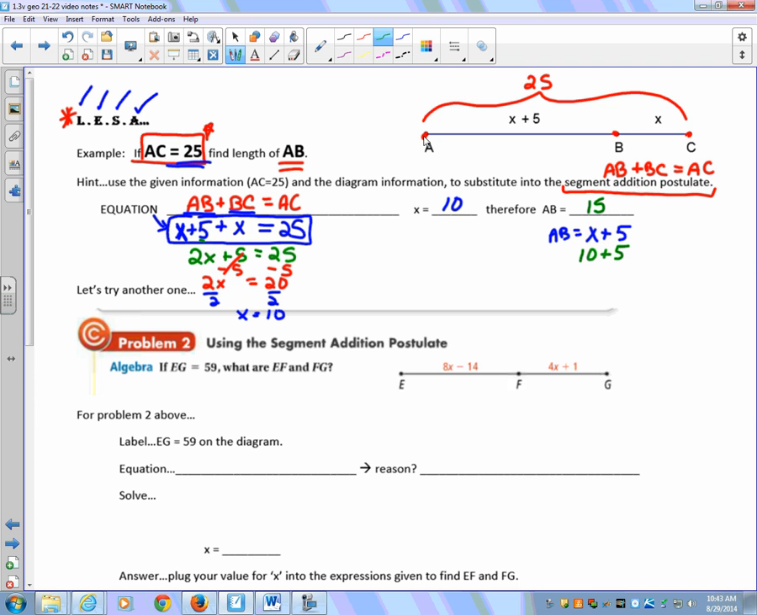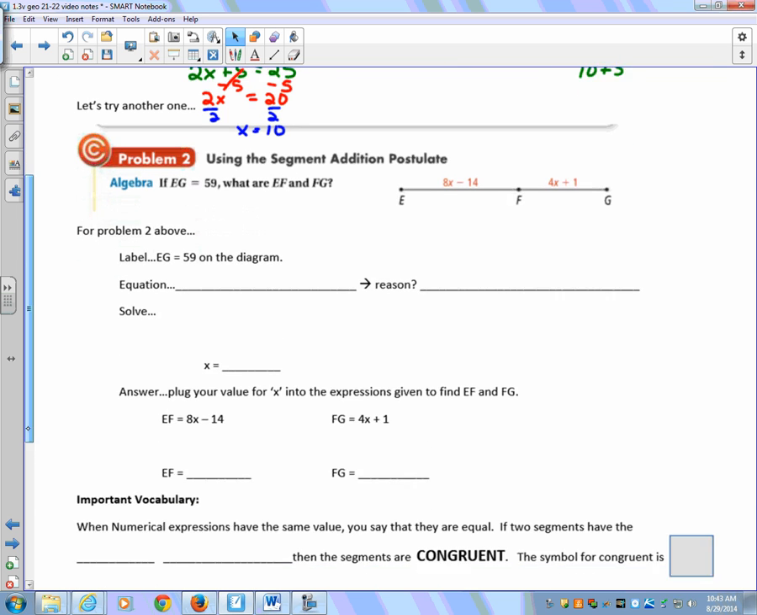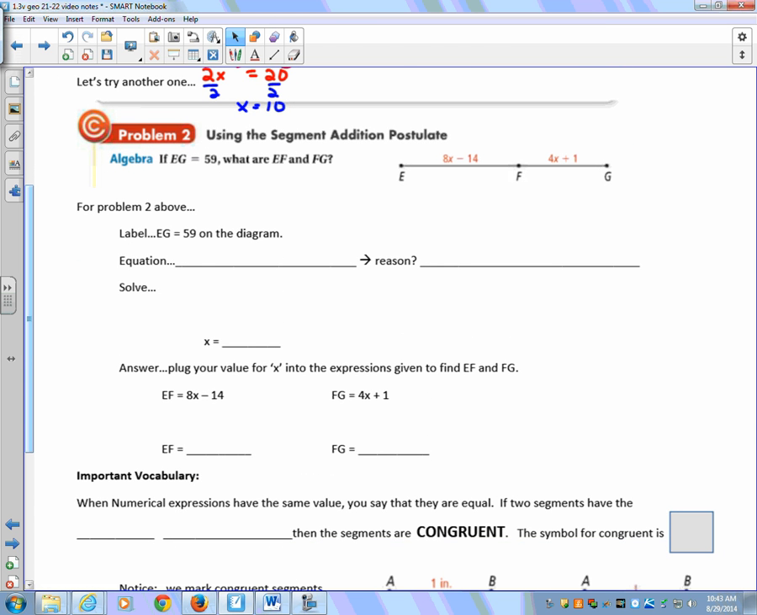Okay, so problem 2 is very similar to the first problem. You should try this one on your own. And don't forget: label, equation, solve, answer. So go ahead and do it on your own, and I'm going to continue. When you're ready, come back and check to make sure you did it correctly.